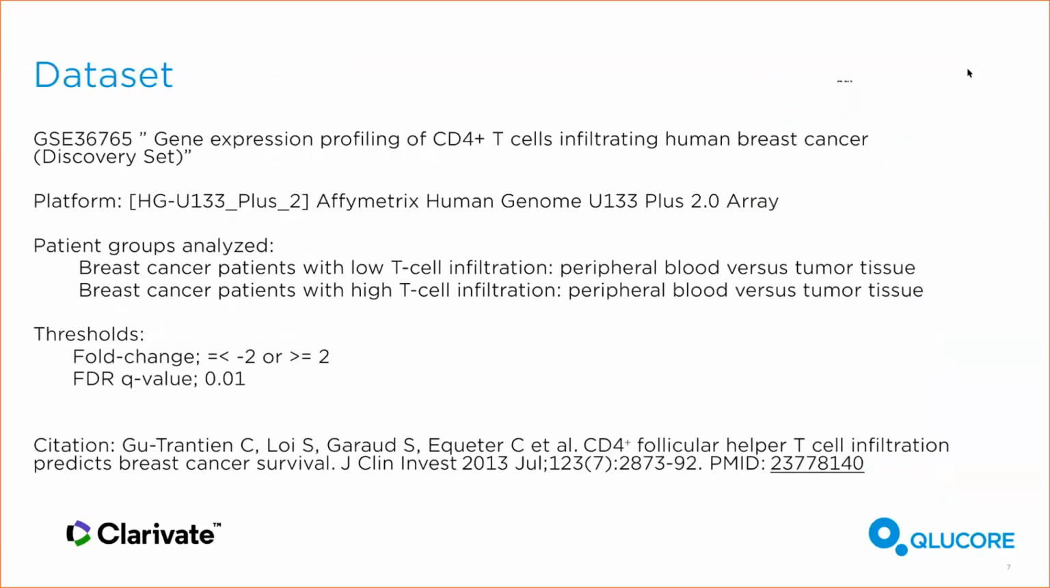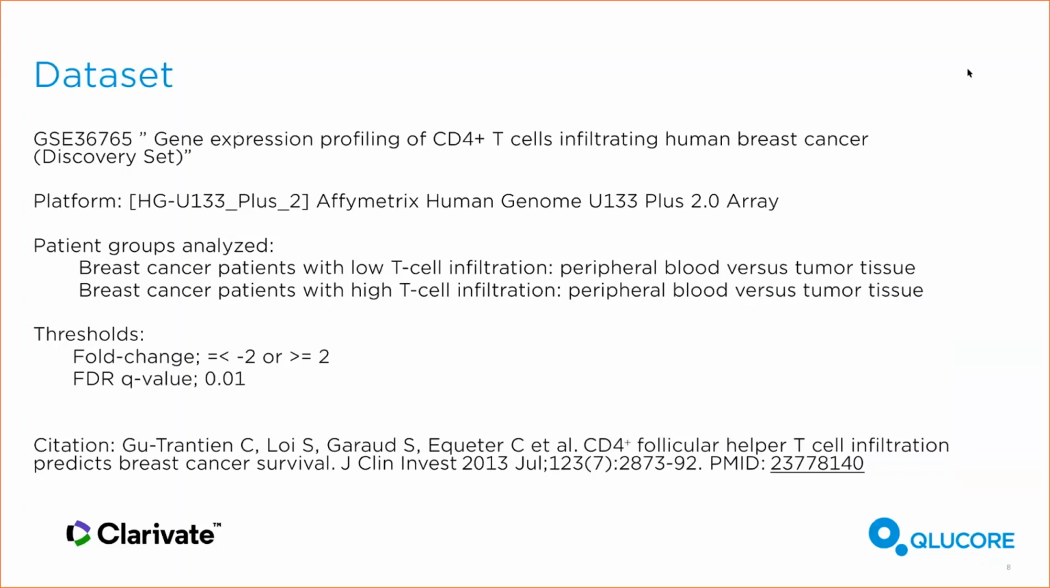So this next slide gives some details of the experiment, some background of the experiment. As I said, the data set is publicly available from the Gene Expression Omnibus. It is a differential gene expression using Affymetrix microarray platform. And we'll be comparing tumor infiltration in breast cancer patients with a low level of infiltration versus breast cancer patients with a high level of infiltration.